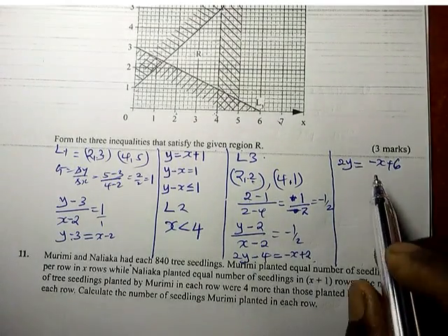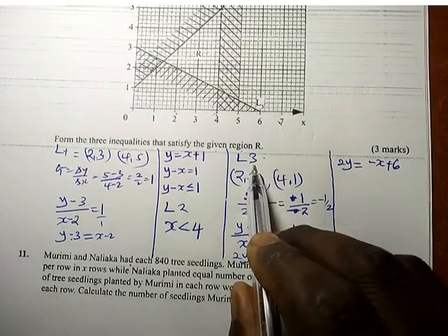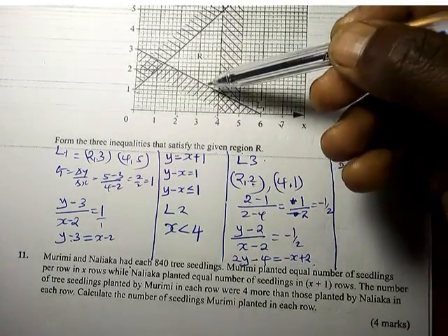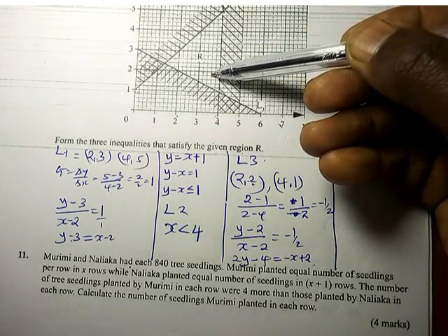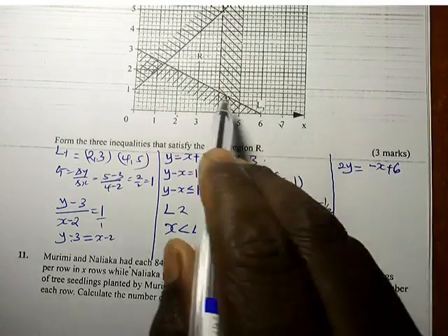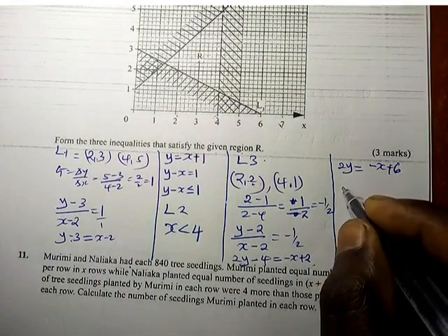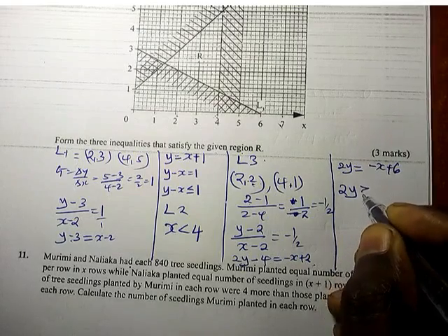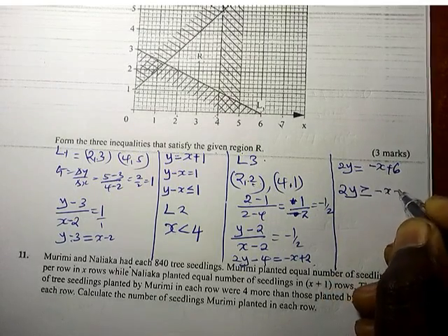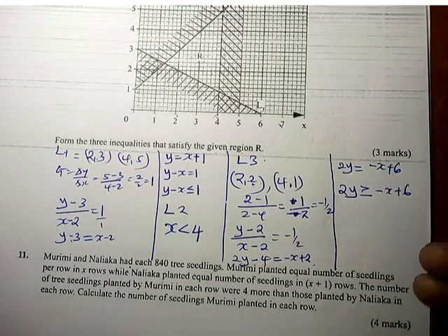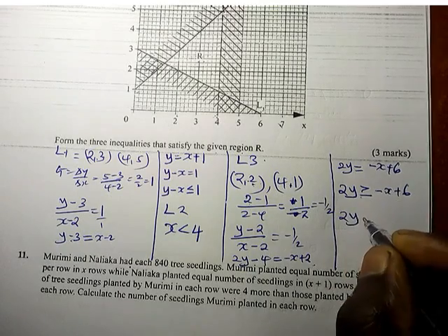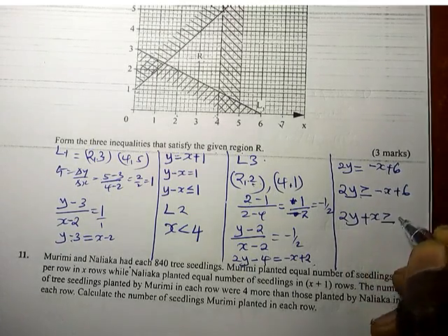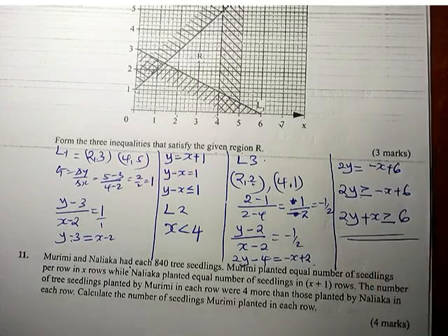So this is the equation of line L3. But L3, you see the required region is above L3. Meaning it is greater or equal. As simple as that. So it is going to be 2y is greater or equal to negative x plus 6. Or you can write it this way: 2y plus x is greater or equal to 6. And that is all.